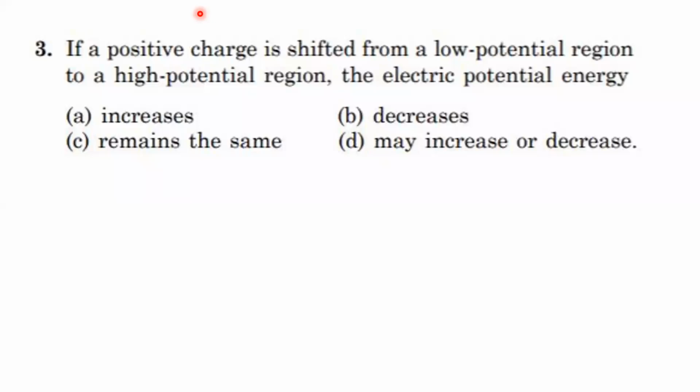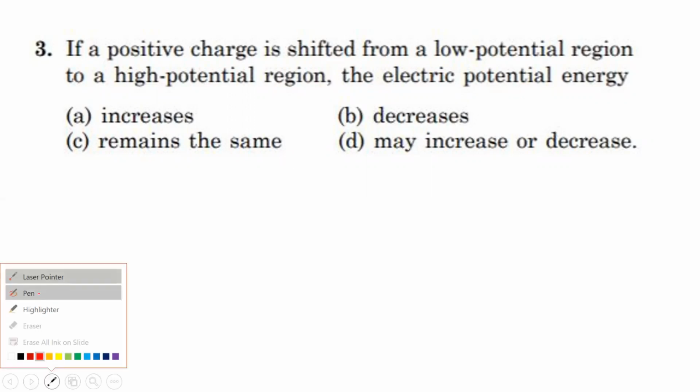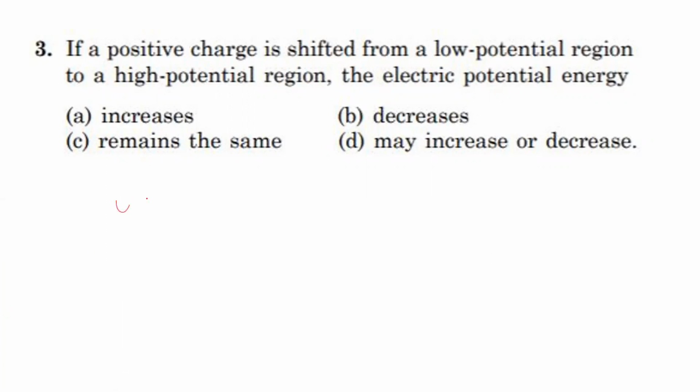If a positive charge is shifted from a low potential region to a high potential region, the electric potential energy. Actually, electric potential energy is also known as the work done to move a charge from initial potential to final potential. That means electric potential energy is equal to work done, given by the formula charge times change in potential. The change in potential is the final potential minus the initial potential.